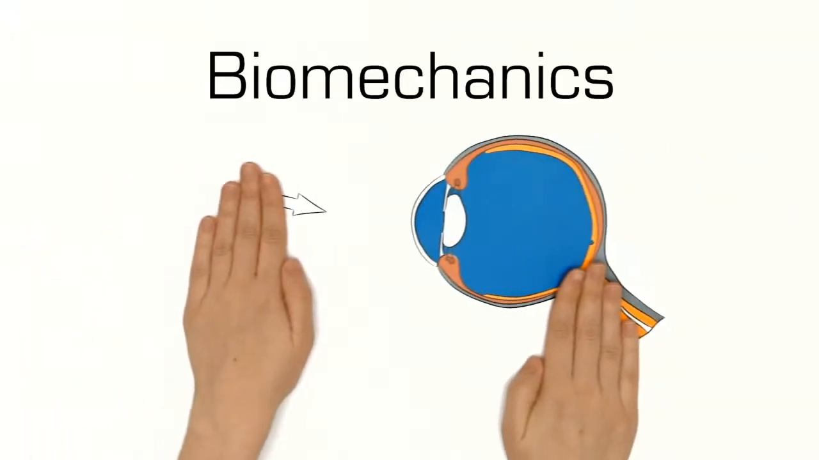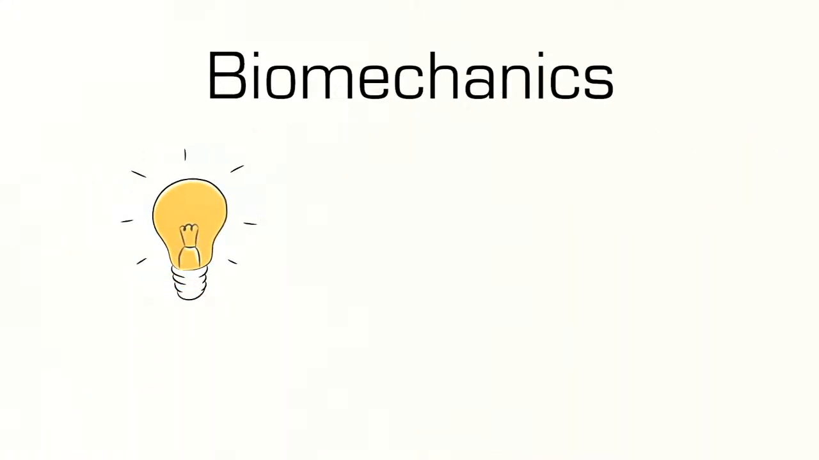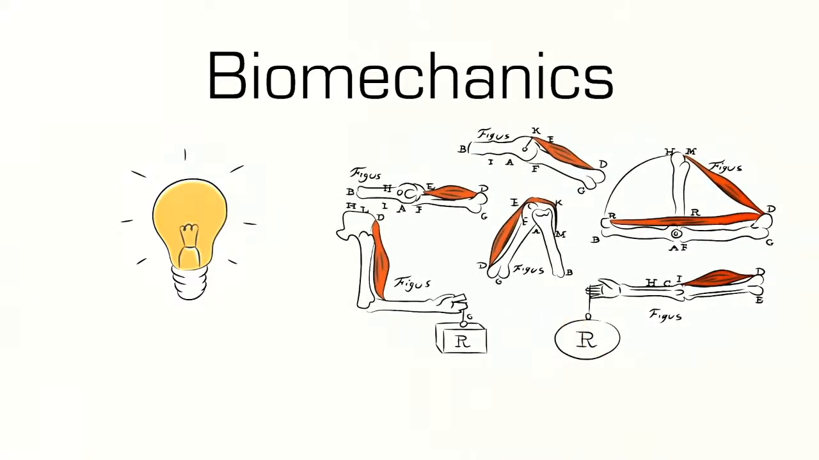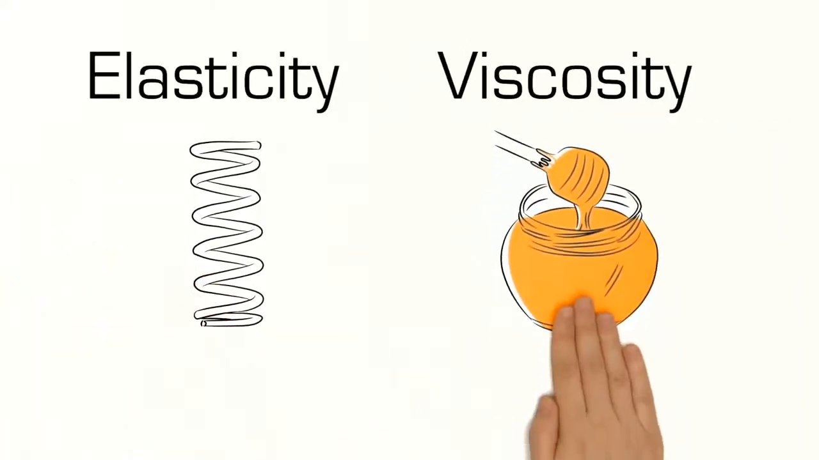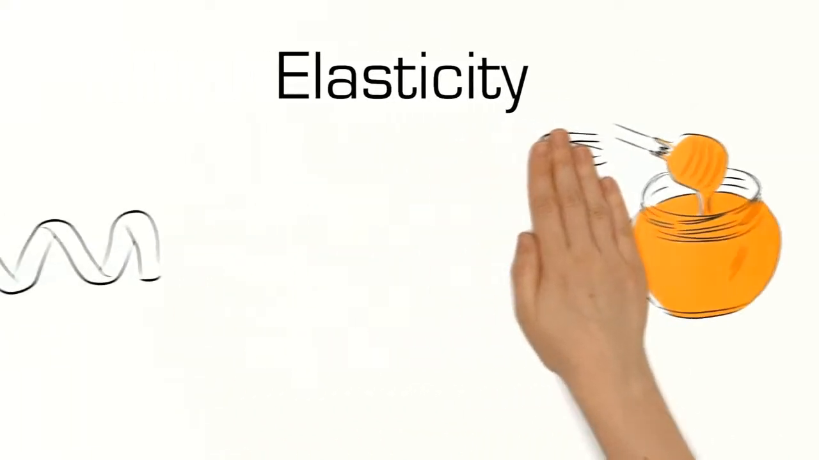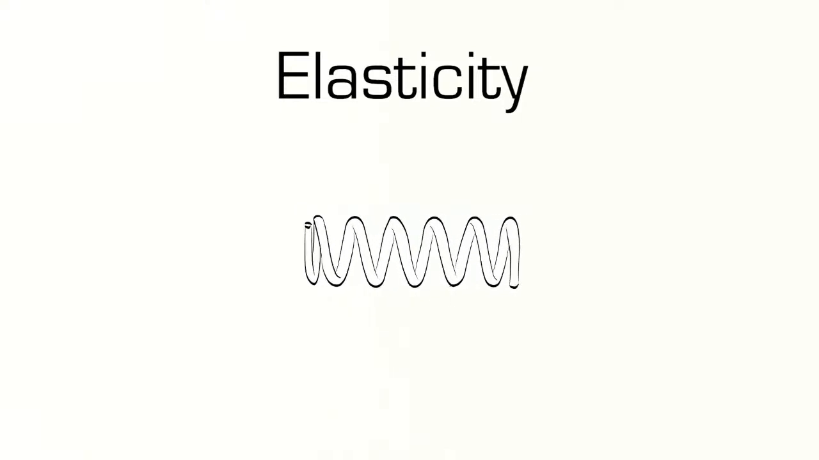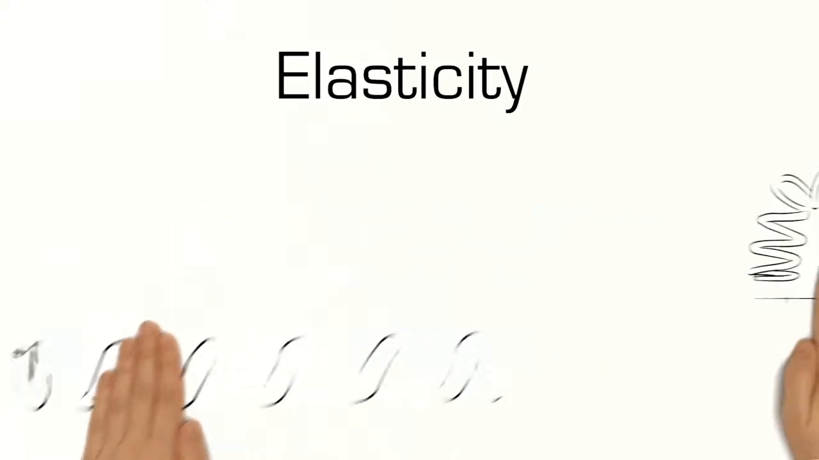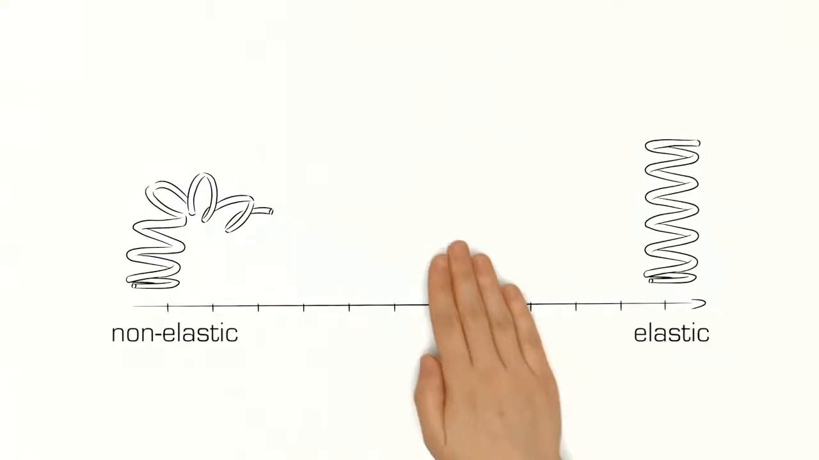Do you really know what biomechanics is and what it has to do with the cornea? It's actually very simple. Biomechanics describes how biological bodies react to outside forces, for example, pressure. A distinction is made between elastic and viscous properties. Elasticity is the ability of a body to return to its original size and shape after using force, like a spring. The more elastic a body, the better it is at doing this.